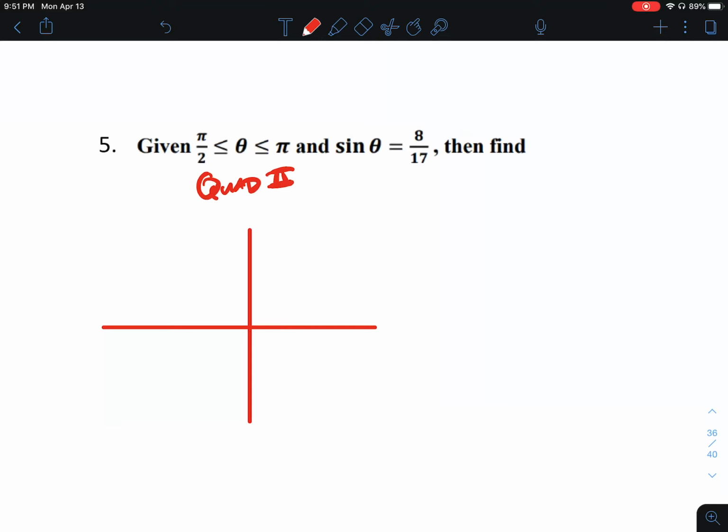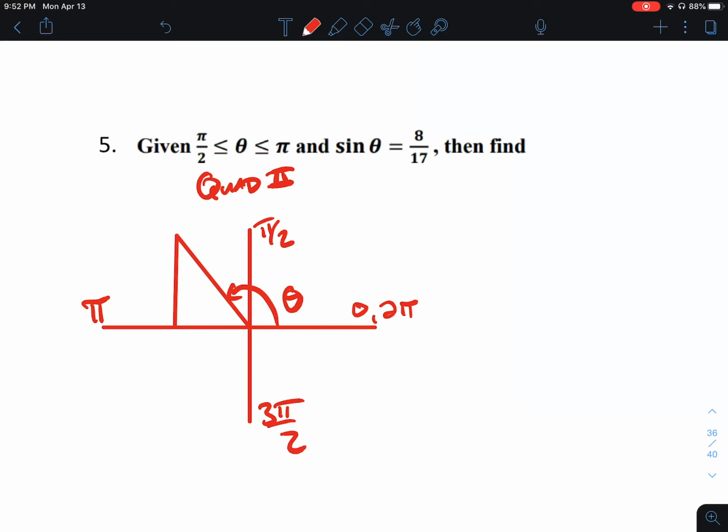If you label the quadrantal angles, we got 0. If we go all the way around, we're at 2 pi. Halfway around, we're at pi. Halfway between 0 and pi, we're at pi over 2. So we got 0, half a pi, a full pi, and then we're going to have 3 pi over 2, then 4 pi over 2. So this says that theta falls between pi over 2 and pi, so that means that we are in quadrant 2.